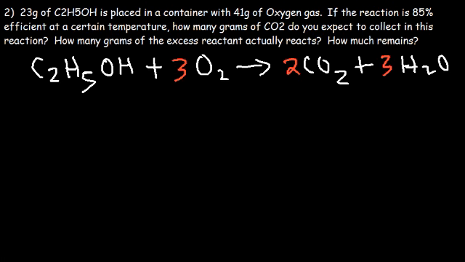So we have 2 carbon atoms on both sides, 6 hydrogen atoms on both sides, and a total of 7 oxygen atoms on each side. So now the reaction is balanced.